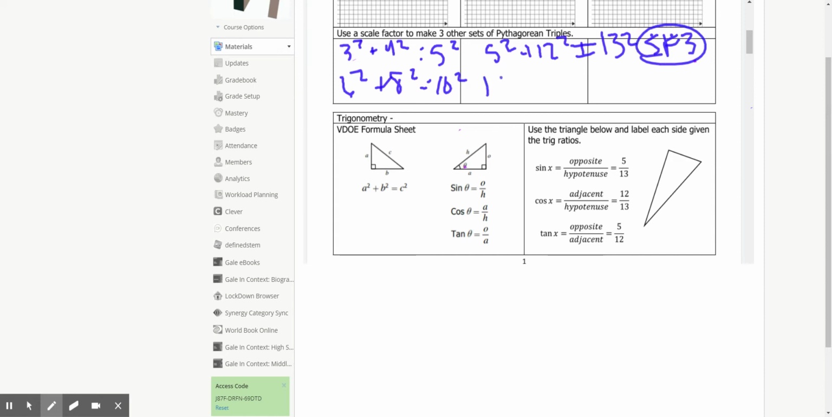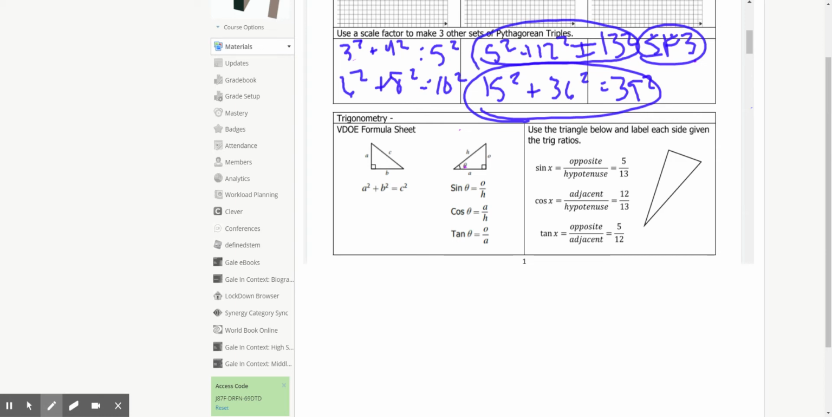So 3 times 5 is 15. 15 squared, 3 times 12 is 36. 36 squared equals 13 times 3, which is 39 squared. And if you did that, because you know that the 5, 12, 13 works and is a Pythagorean triple, then the 15, 36, 39 also works.